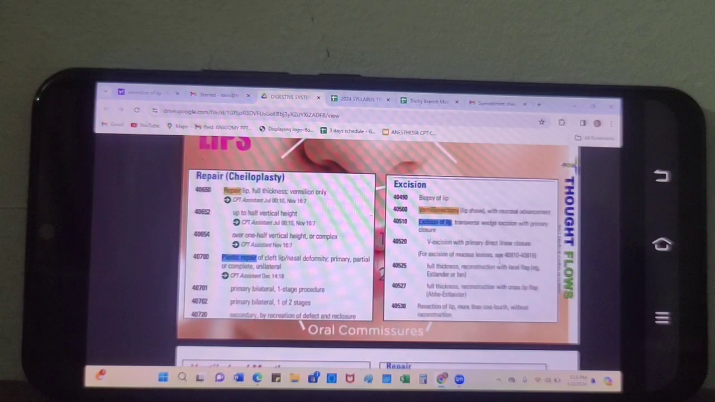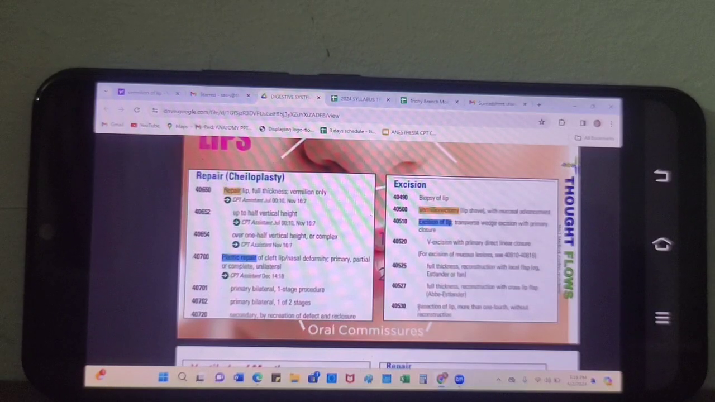Then full thickness excision: local flap means 40525, cross lip flap means 40527. Guys, the doctor gives direct documentation for all of that, so don't worry. Wedge excision 40510, V-excision 40520, local flap 40525, cross lip flap 40527. Direct coding.